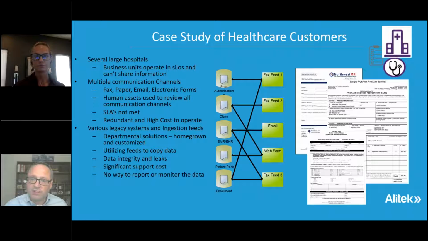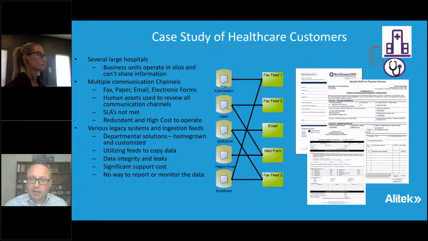So the demo that you'll see in a bit is based on a case study, which is really an amalgam of 3 organizations that Alitek has worked with. Those organizations are all hospitals, and like many hospitals, they have business units that operate in silos. And that's mostly because they've merged with other hospitals, and that's often how hospitals grow. Right? And at least in this case, sharing information between those silos was very, very difficult.